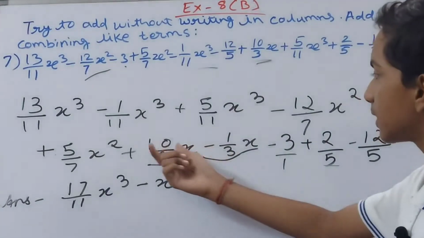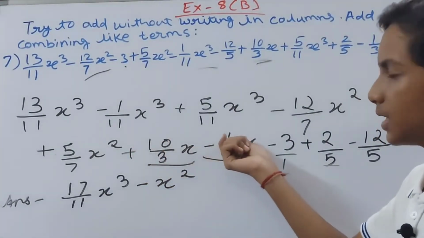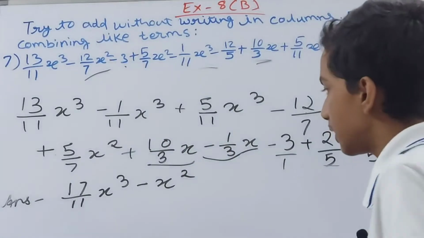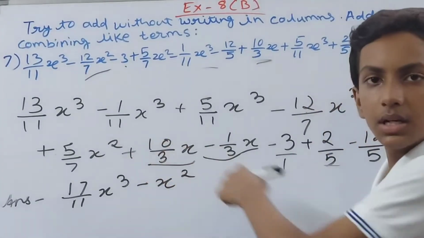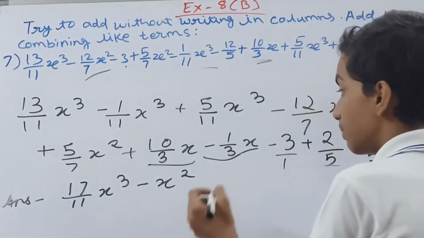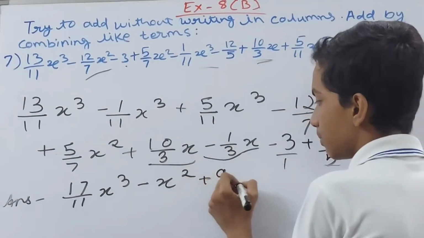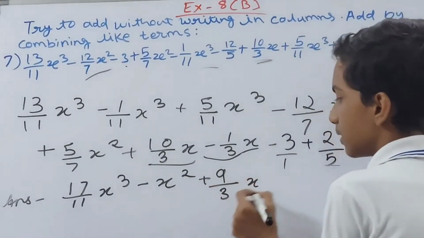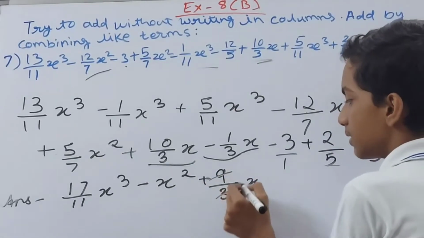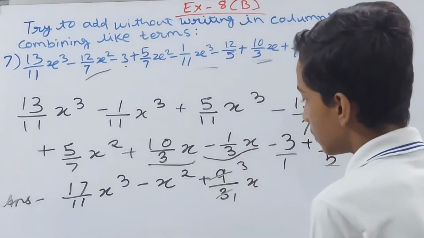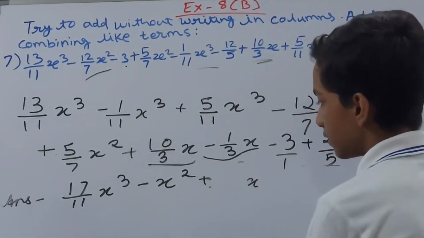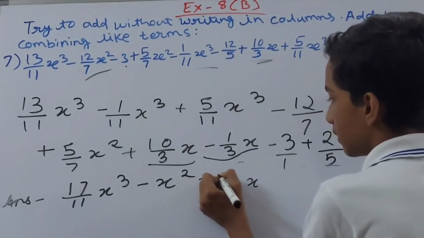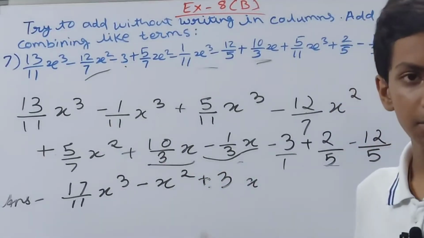So this we solve once again. 10 minus 1 is what? 9, right? So this becomes, and plus minus, so greater one is 10, so plus 9 upon 3x. You cancel this, 1 and 3. So this also we can just simply write it in another form, and that is plus 3x. After cancelling we get plus 3x.